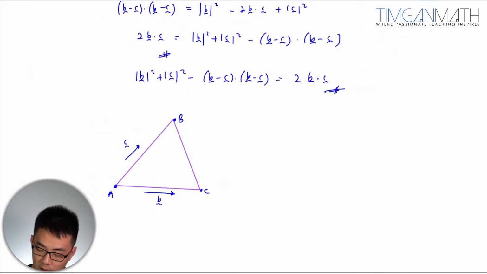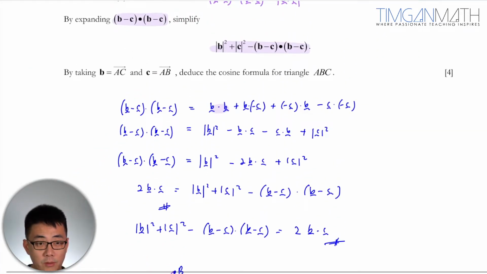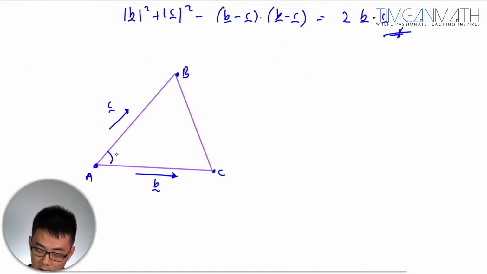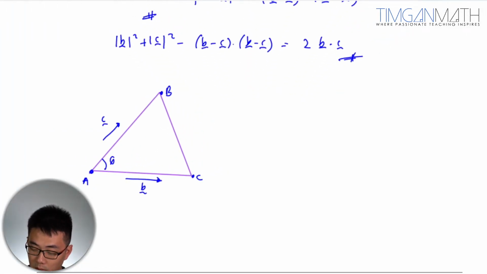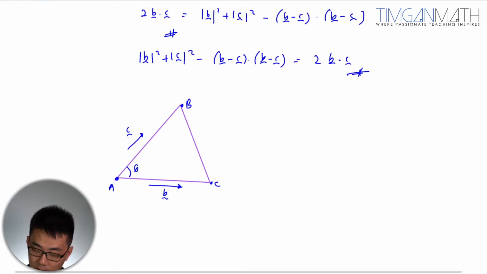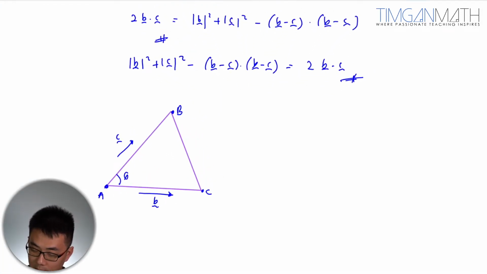Okay, so cosine formula, of course, the angle is very important. Cosine formula will be this juncture here. So first thing is this angle here, the angle between B and C. The first thing is to understand all the terms here.